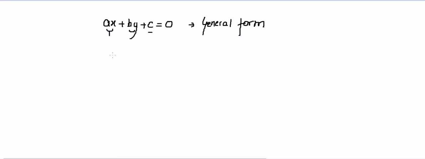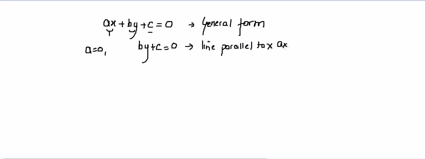Now let me see what will happen if either of these values are 0. Say for example, the first one, if a is 0 in this case. If a is 0, if I put a 0, I'll get by plus c equals 0. And this is the equation of a line parallel to x-axis. Obviously, if I put b is 2 and c is 3 in this equation, it will be 2y plus 3 equals 0, or y is equals to minus 3 over 2. Y equals something is always an equation which is parallel to x-axis.